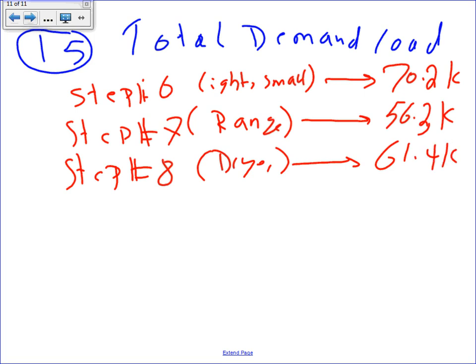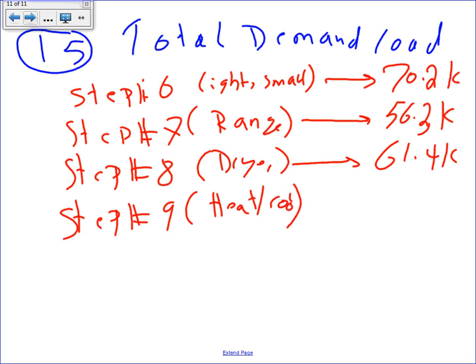61.4. Okay. Furnace. We didn't do 9. Electric furnace. We didn't do 10. We did 9. Step number 9, that was heat, cool. Heat, cool step, what was that? 300K. Thank you, 300K. All right, so let's go to step number 10.